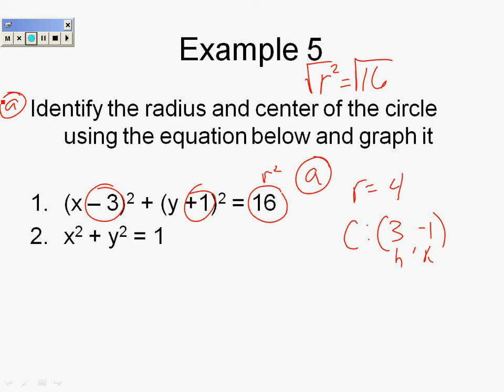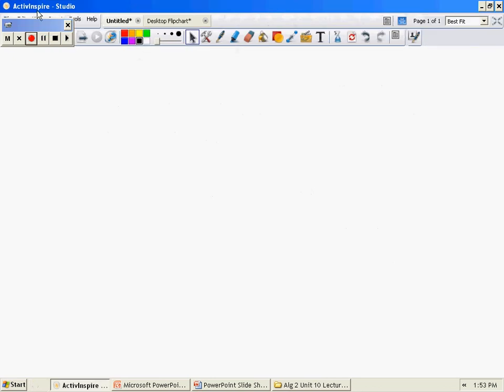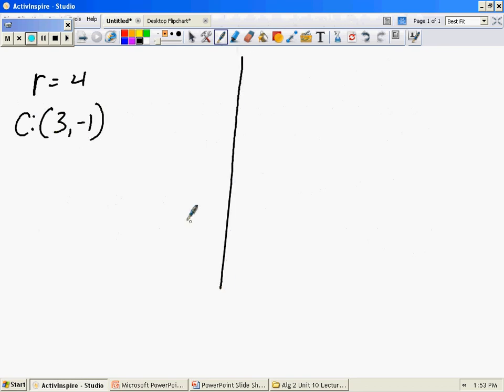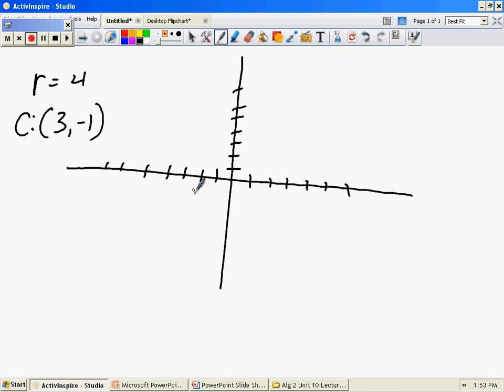Now part B is, we're going to graph it. This time we're going to graph it. To graph it, we need our x and y axis, of course, with a couple of notches on it. We're going to start by finding our center. That's our starting point. So my center is 3, 1. I'm going to go right 3, down 1 for my center.